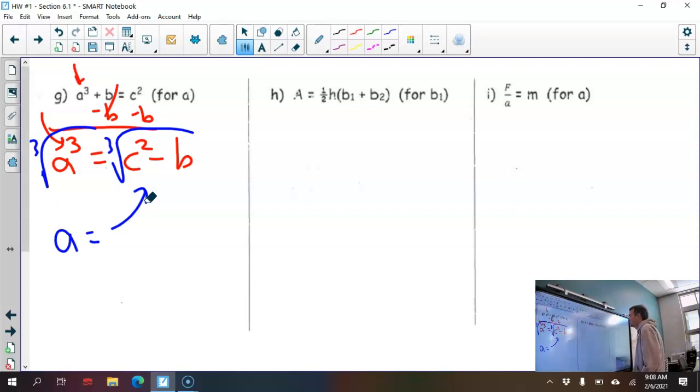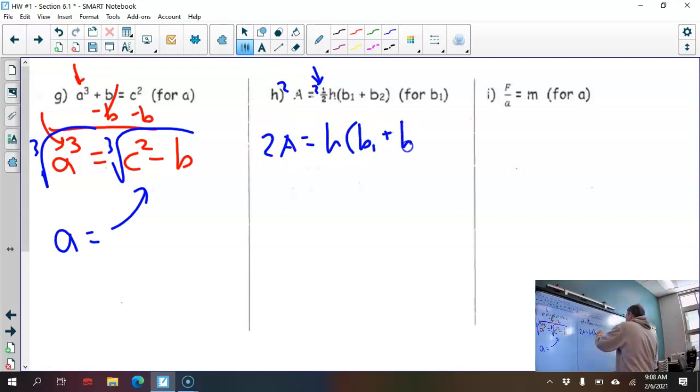All right, this might be the trickiest one. There are a couple ways you could do it, but my favorite way would be first get rid of the 1/2 by multiplying both sides by 2. All right, you get rid of a fraction by multiplying by its reciprocal. That gives me 2a equals h times b1 plus b2.